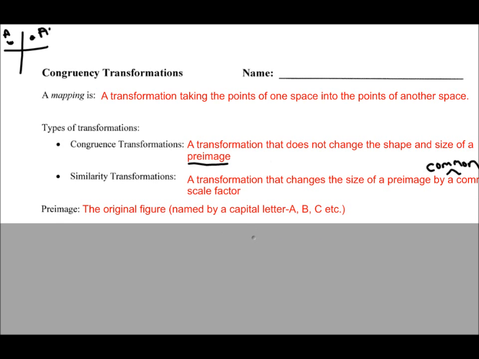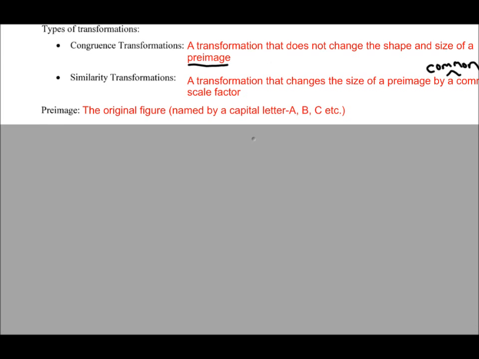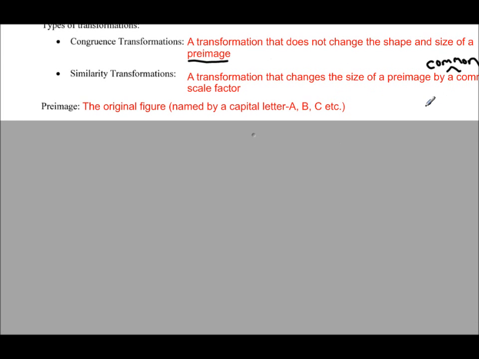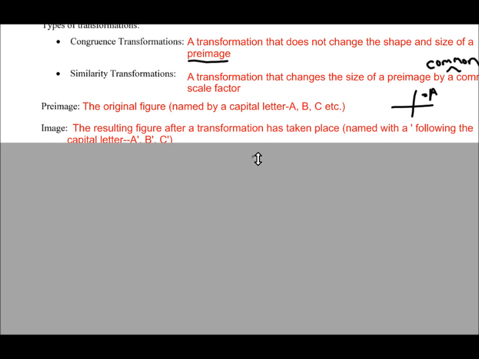As I said, the pre-image is your original figure, and we just call the pre-image a capital letter. So if I plot a point and this is my original figure, A would be how I would name it. When we do something to the pre-image, it's called an image. It's the resulting figure after a transformation has taken place. We name it A prime, B prime. It's an apostrophe, but it's called a prime, following the capital letter. So if I move A over to the left, I denote that it's been moved by calling it A prime. So A is my pre-image, and A prime is my resulting image.